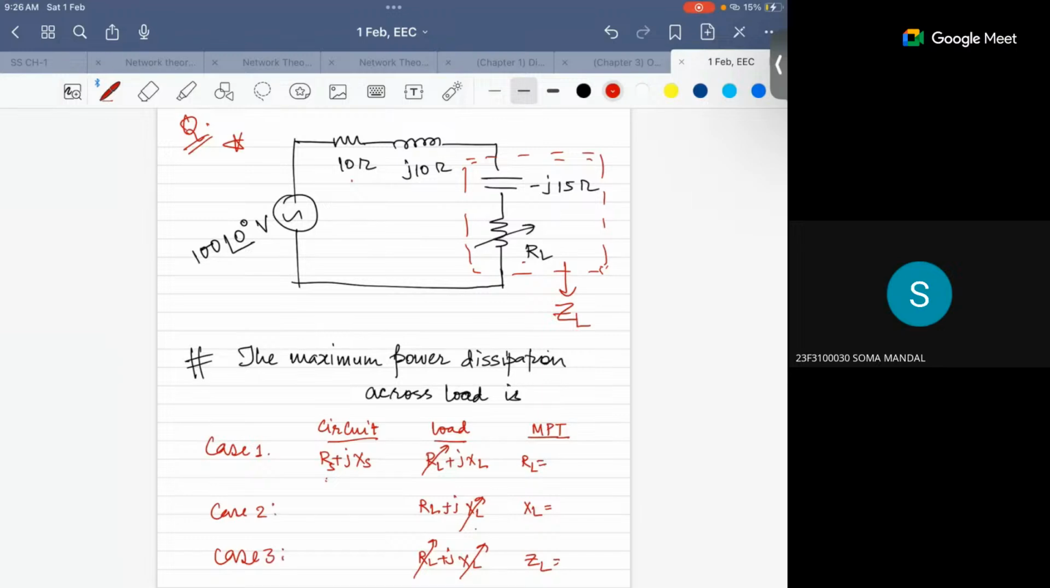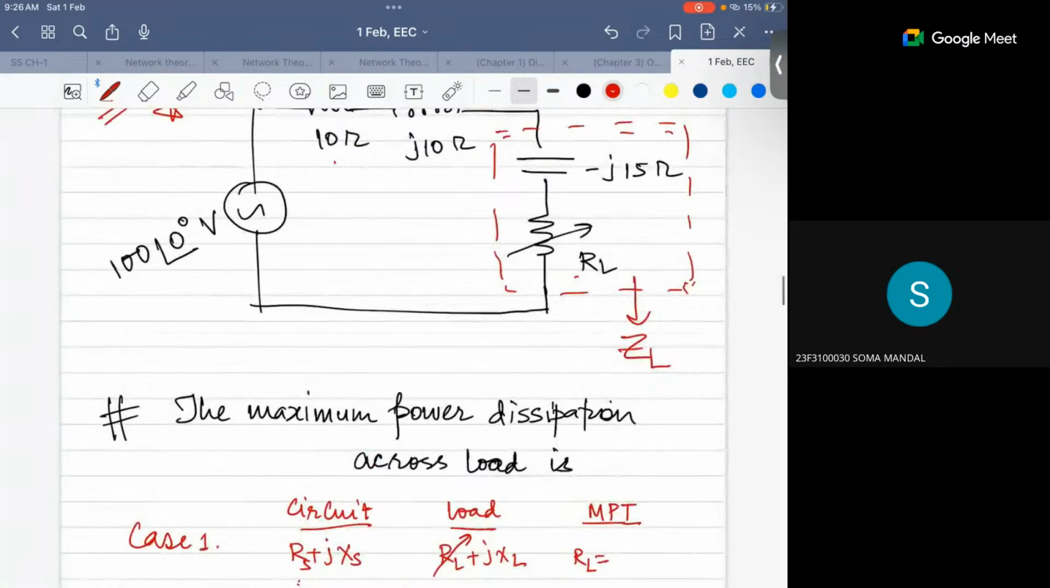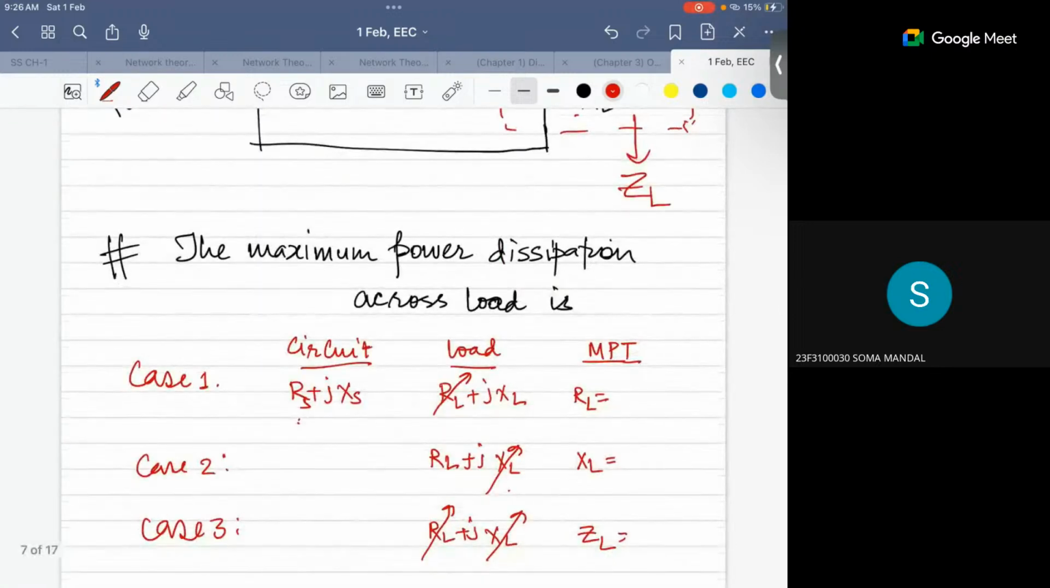This is case one, sir. Case one, correct. Because only RL is varying, other parts are fixed. Okay, so I'm not going to derive here, but even though we can derive it in the same way our prof has derived, you just have to calculate the power, and then differentiate it with respect to RL, or in the second case, differentiate it with respect to XL. In that way also you can solve it, but I'm just writing you the final value.